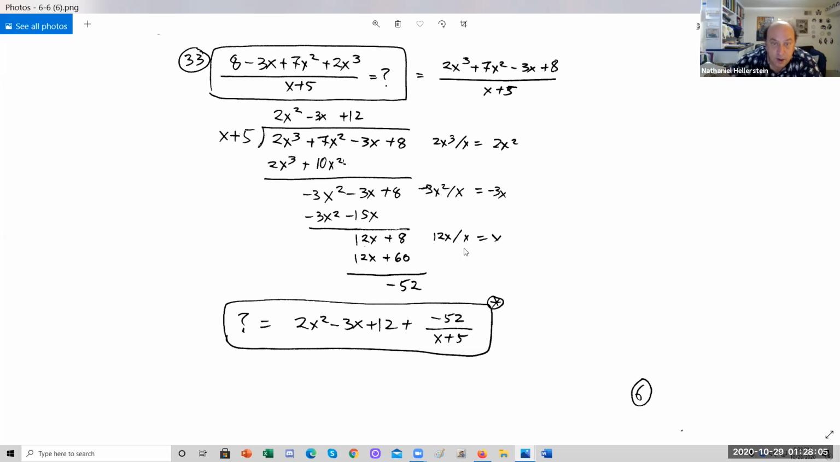And subtract, 12 into the quotient, multiplied by x plus 5 is 12x plus 60. Subtract, negative 52. So the ratio is the quotient, 2x squared minus 3x plus 12, plus the remainder negative 52 over x plus 5.